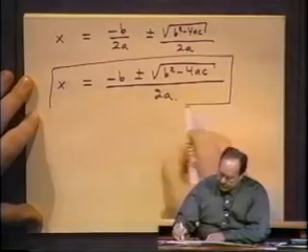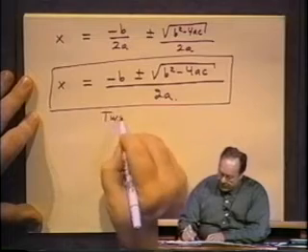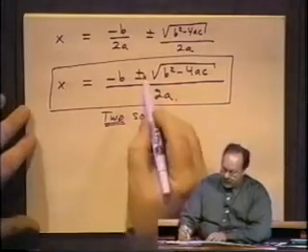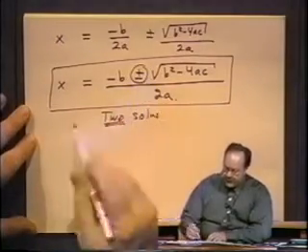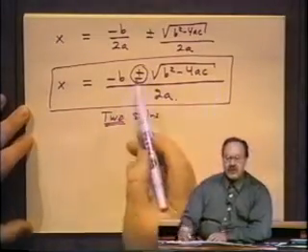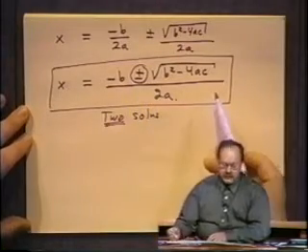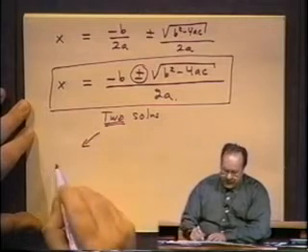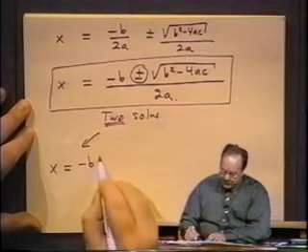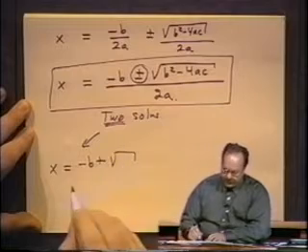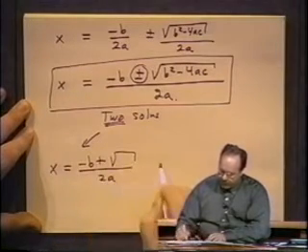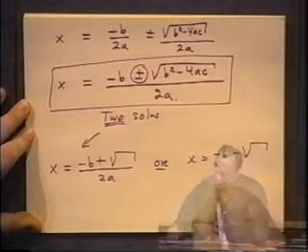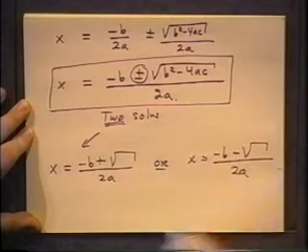This is, in fact, let me be very clear, 2 solutions. Because there is a plus or minus here, with the plus you get 1 solution, with the minus you get another solution. So there are, in fact, 2 solutions here. And you might schematically write them as x equals minus b plus square root of whatever's there over 2a, or x equals minus b minus square root of whatever's there over 2a.